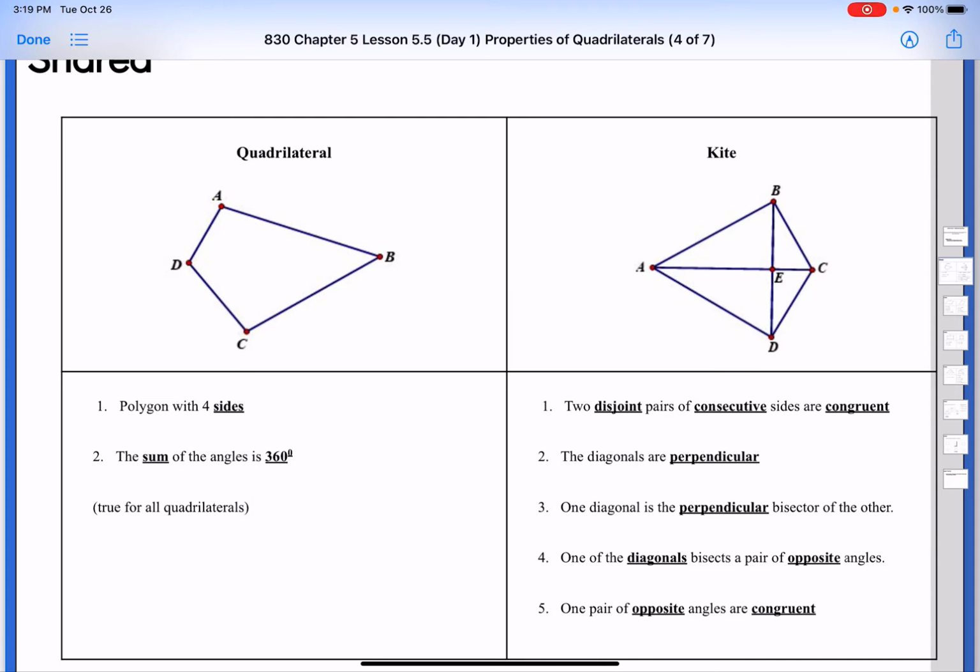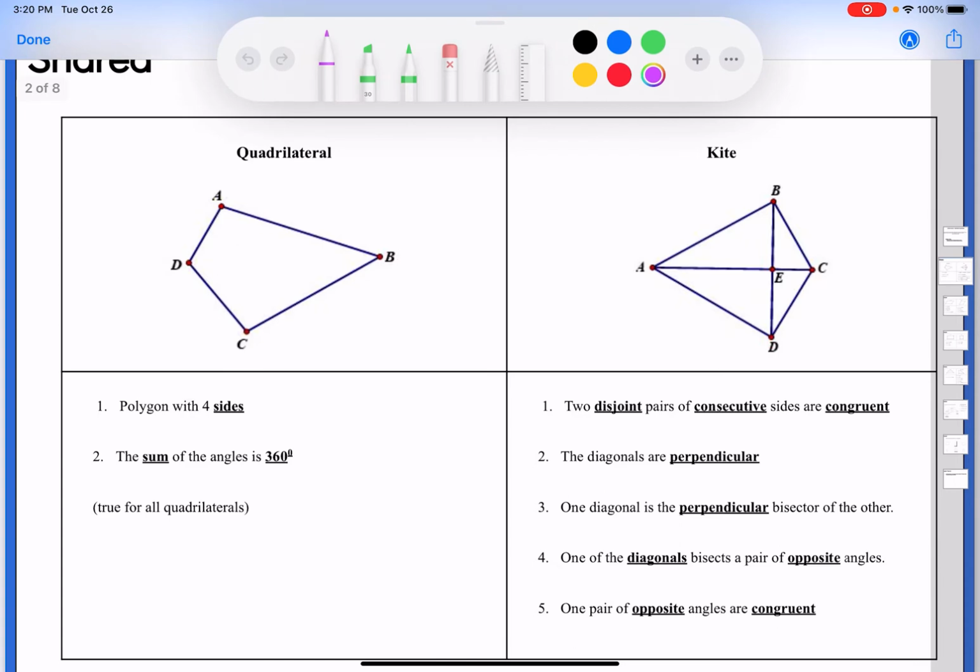So the first thing that we talked about yesterday was just our basic, regular old quadrilateral. It's a polygon that has 4 sides. That was our definition from yesterday. So any polygon that has 4 sides is called a quadrilateral. New thing here, as something that we know about all quadrilaterals, is that the sum of the angles is 360 degrees. And that is true of all quadrilaterals.